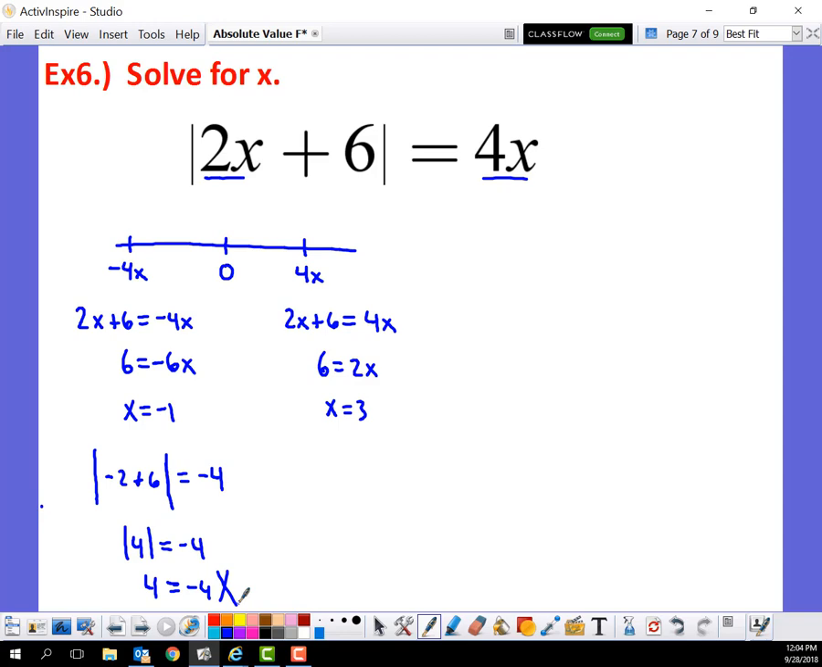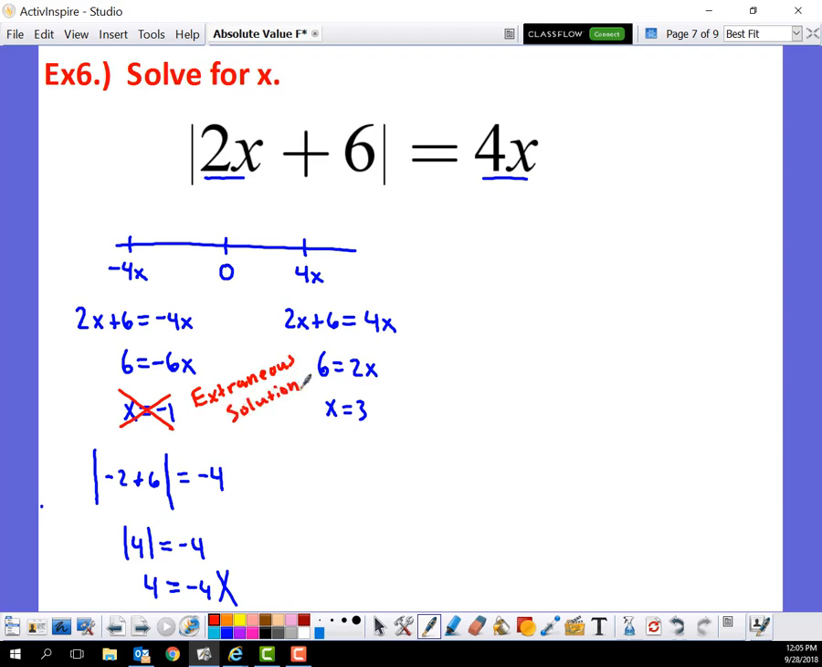So what we do here is we reject x equals negative 1 as an answer choice. It doesn't work when we plug it back in. It's called an extraneous solution.